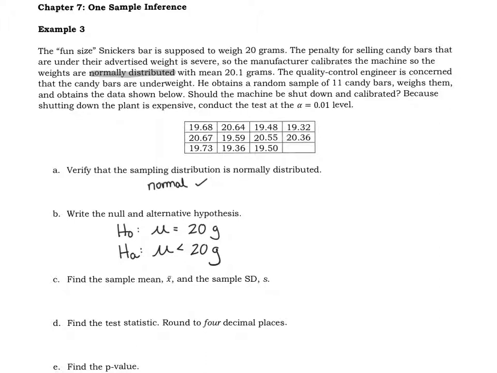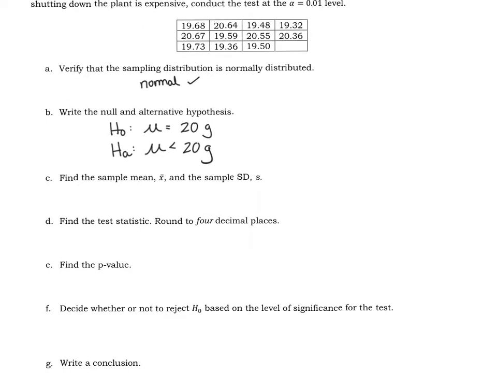All right, to find the sample mean and the sample standard deviation, you will need to enter that data into list 1 and run a 1 variable statistic. We should find, or hopefully you will find, that the mean of the candy bars is 19.90 grams with a standard deviation of 0.54 grams.